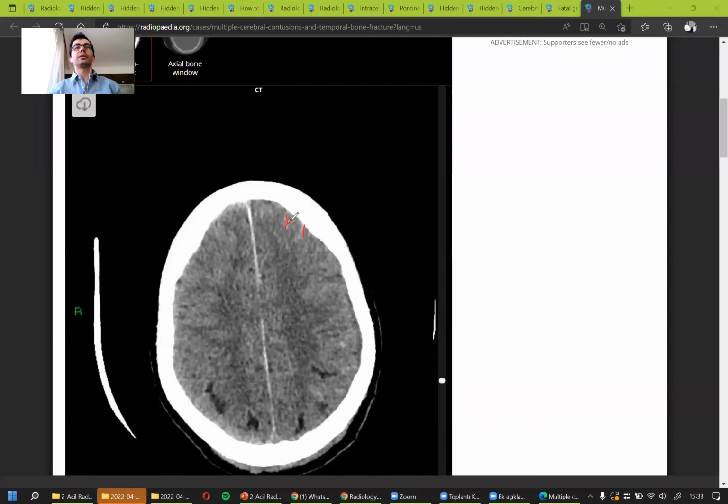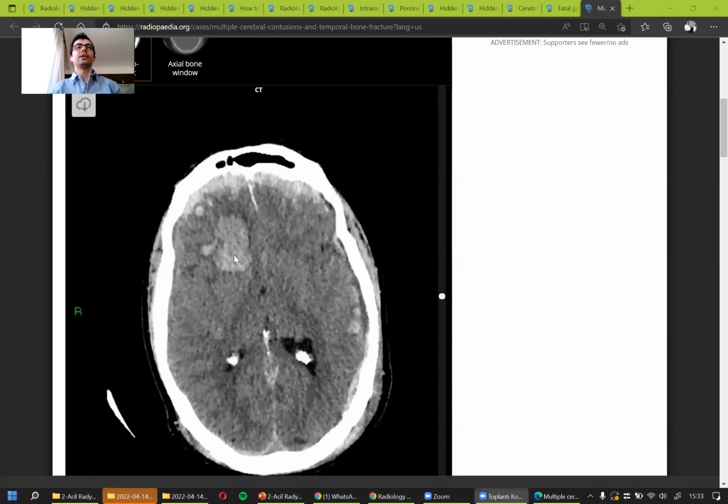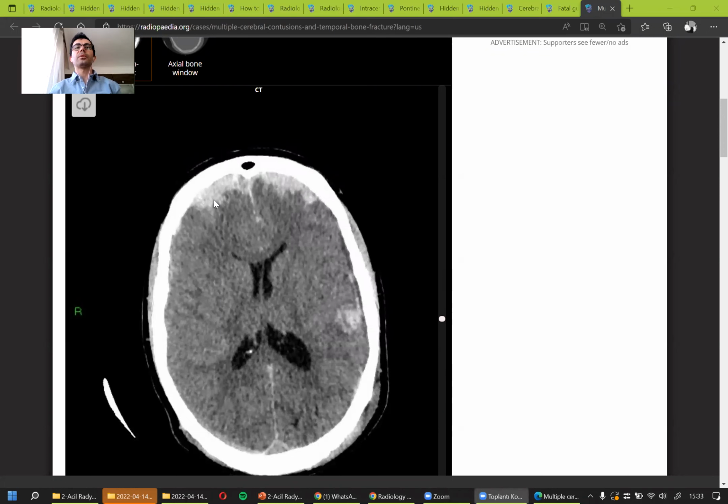So these are typical cases of subarachnoid hemorrhage, and these are a little bit untypical cases of subarachnoid hemorrhage. There is also parenchymal hemorrhage here as well. Right? The parenchyma is bleeding into the subarachnoid space, so it's all mixed. It's all mixed actually. Okay.